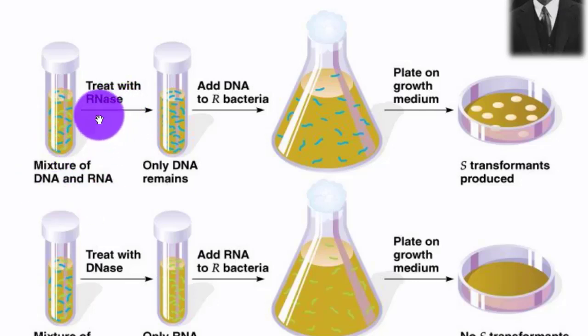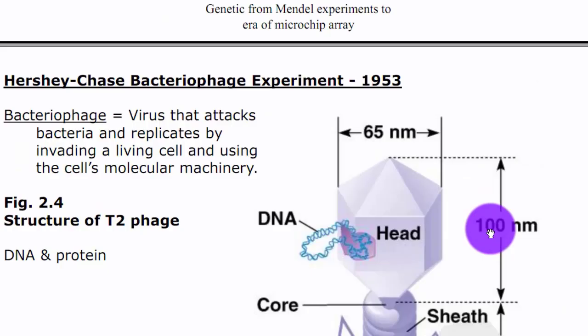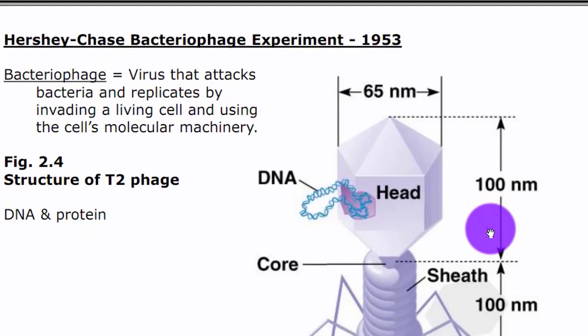Treat with RNase, add the DNA to our bacteria, plate on growth media, and S transformants are produced. Here, a mixture of DNA and RNA we treat with DNase, add to our bacteria, plate on growth media, and no S transformants appear. Here S transformants were produced.